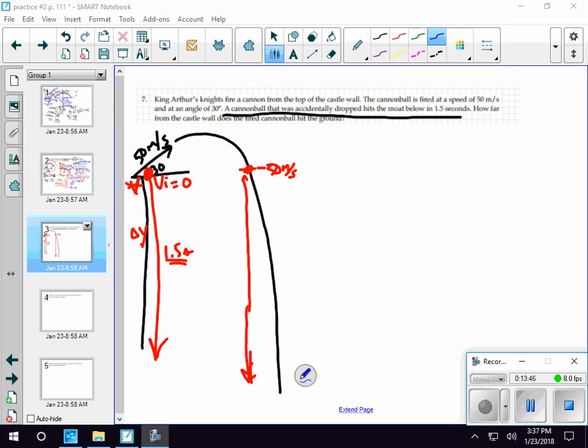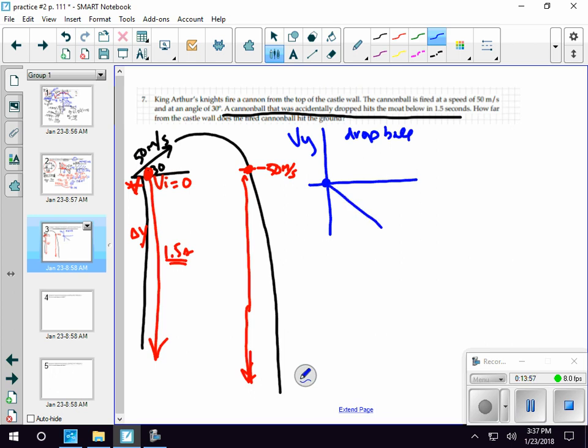Okay, so here we go. Let's figure it out. Let's start with the dropped ball and figure out how tall the castle is. Now, if you drop the ball, its initial velocity is 0, and it looks like this. It's not starting in the first quadrant. It's starting in the fourth. All right, we've got this.